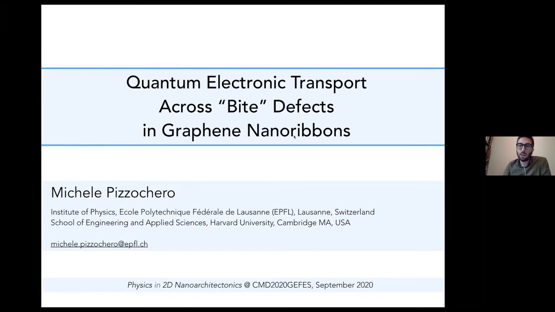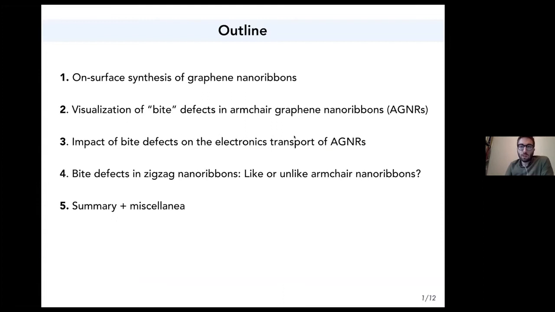I will be starting by briefly reviewing something that Michel has mentioned before, which is the on-surface synthesis of graphene nanoribbons. And next, I will discuss the emergence of byte defects in these bottom-up graphene nanoribbons and also their impact on the electronic transport properties of the armchair edges. I will spend a few words about making comparison between byte defects in armchair and zigzag nanoribbons, and finally I will try to wrap up our findings and also to spend some words about other projects which I believe are very much within the scope of this session.